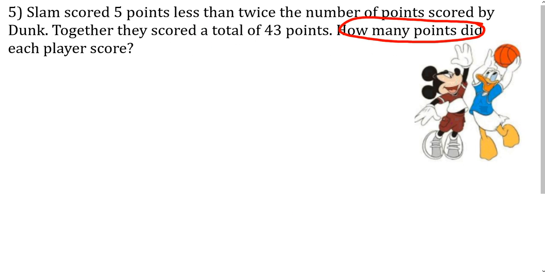So we suggested looking for totals. Well, it says Slam scored 5 points less than twice the number of points scored by Dunk. Slam scored, so this is talking about his total. 5 points less means you took away 5 points, then twice the number of points scored by Dunk. So 2 times whatever Dunk scored. Those two items give you the total for Slam.